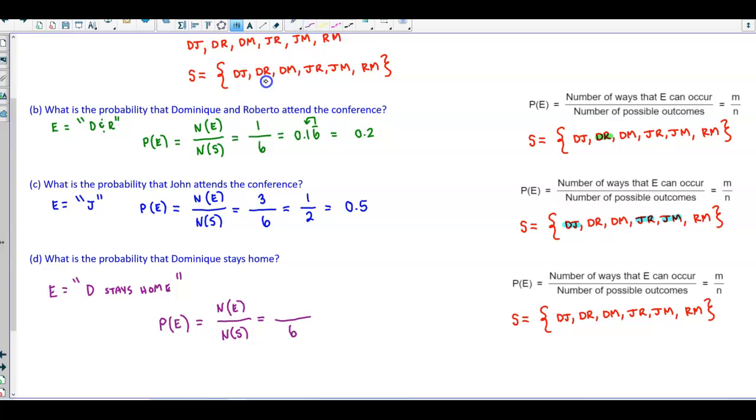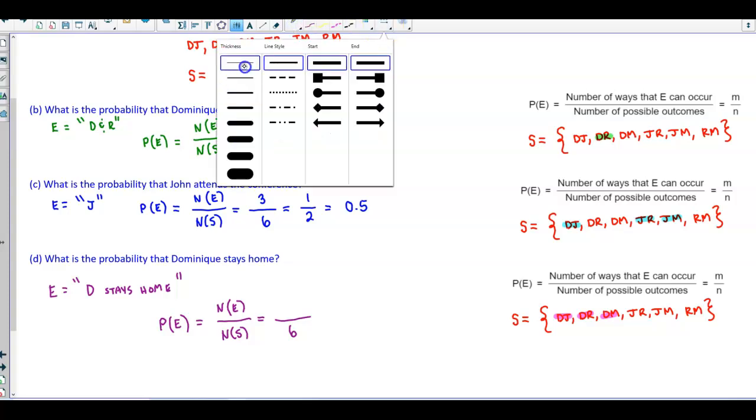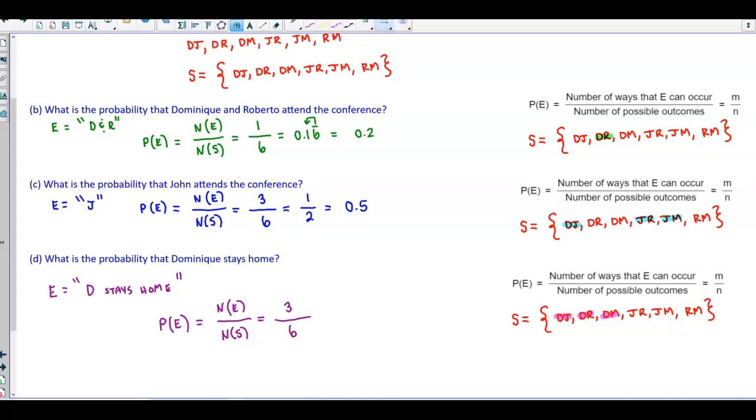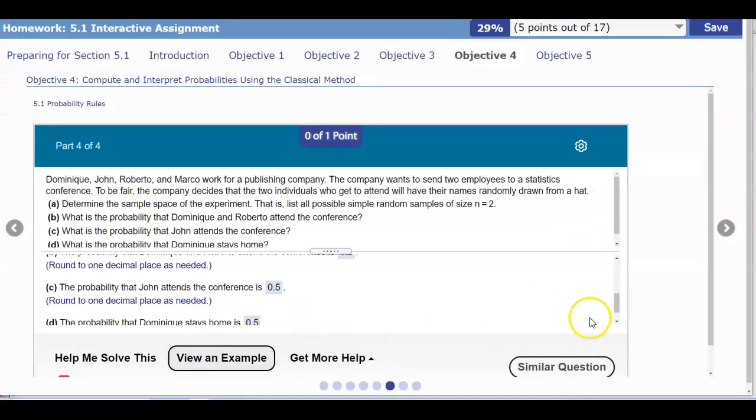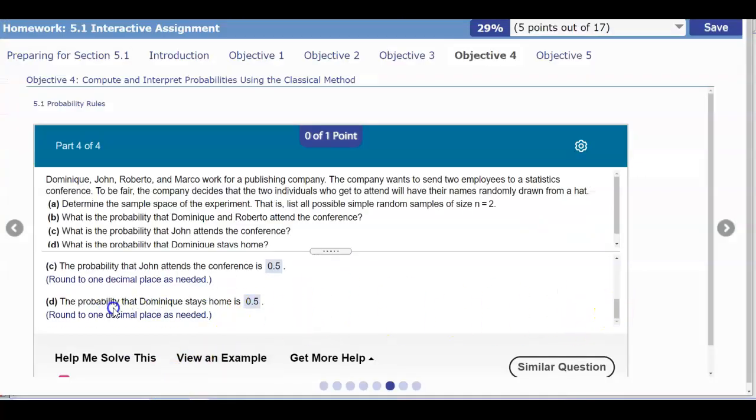Now we need to figure out when Dominique stays home. She would stay home here, and here, and there, which means there are 3 outcomes where she does not go to the conference. So it's 3 out of 6, which becomes 1/2, which is 0.5. Therefore, looking at our answer, the probability that Dominique stays home is 0.5.